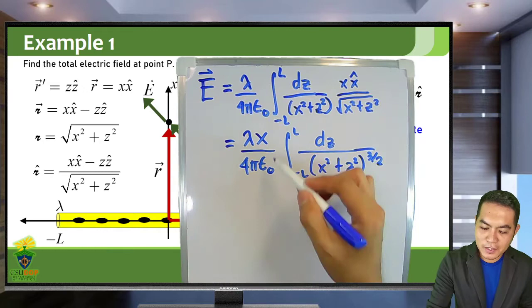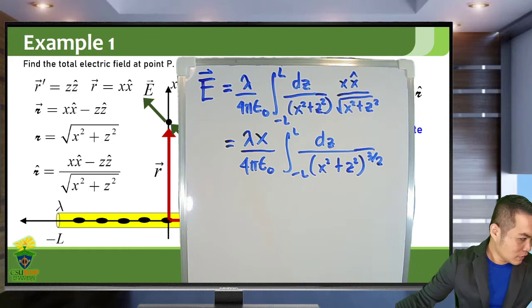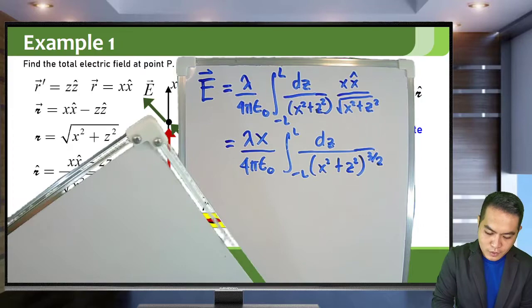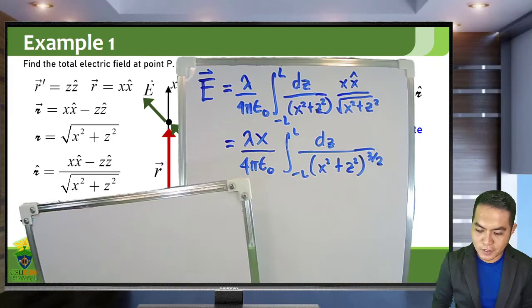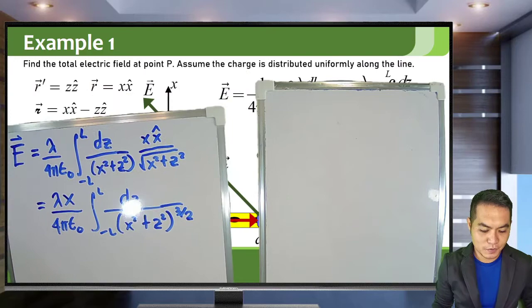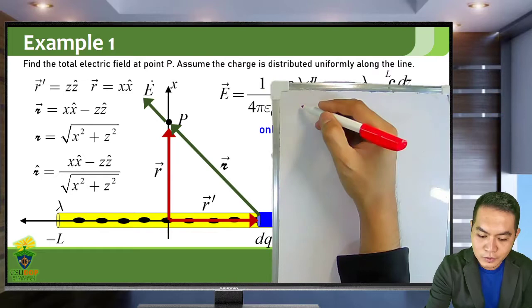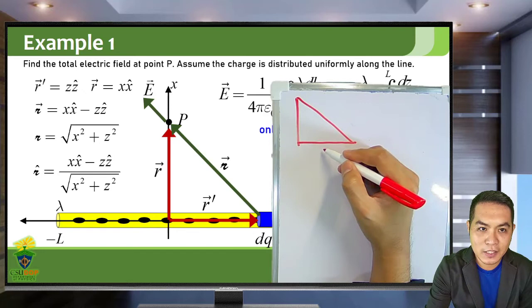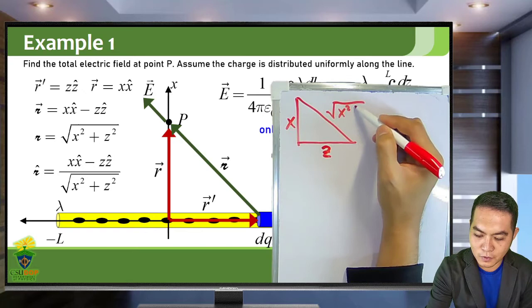You may have encountered this in your mathematics courses, differential equations courses. There are many techniques of integration. One is called trigonometric substitution. So take note here, we have a right triangle. Our right triangle, this is the z axis, so z, this is x, and this is square root of x squared plus z squared.